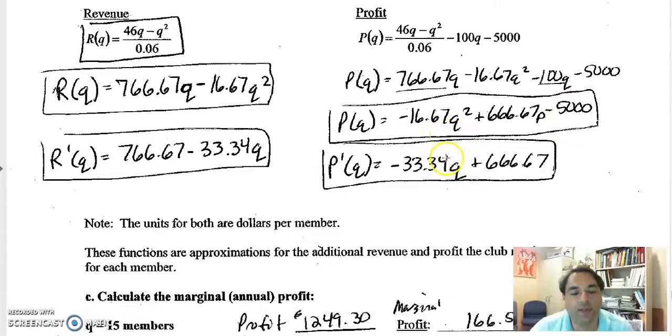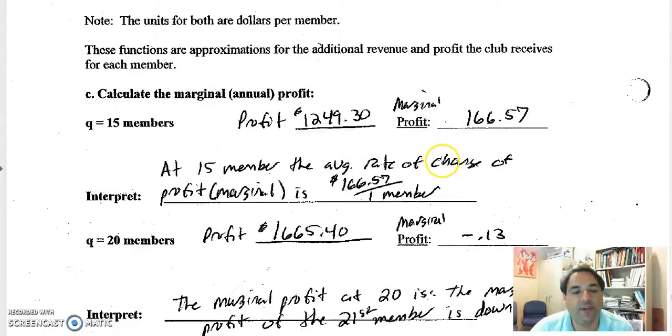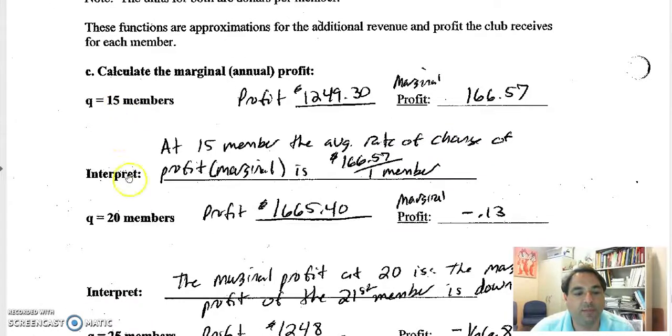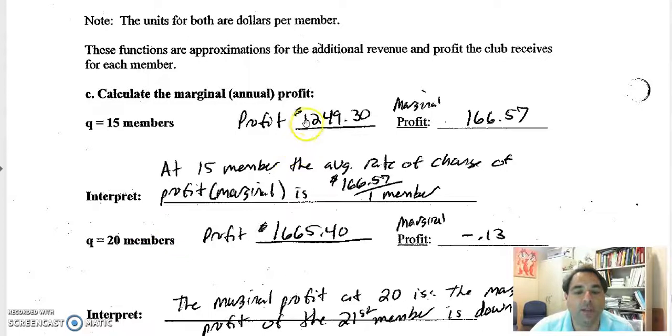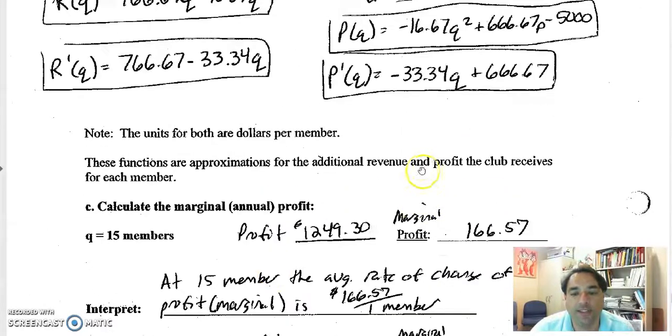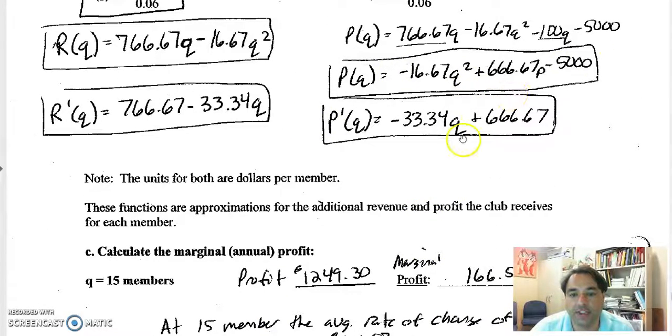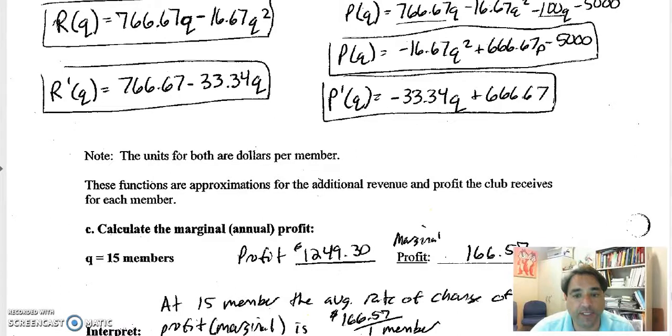So we're going to work with profit, and I want to find the profit at 15 members, profit at 20 members, profit at 25 members. Now, to find total profit, you plug into the original. To find marginal, you plug into the derivative. All of this can be done by hand by plugging into the functions. I'm going to show you how to do it in the calculator.